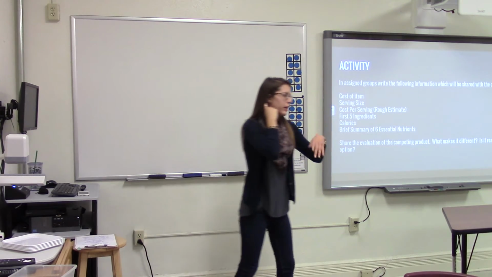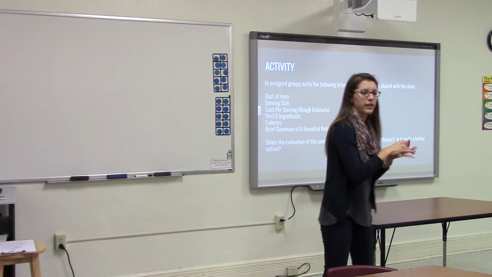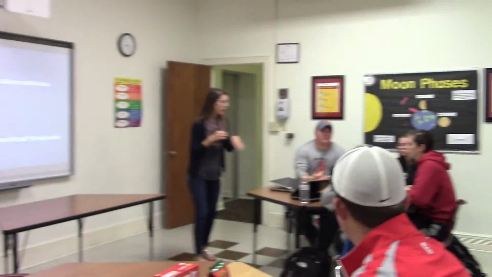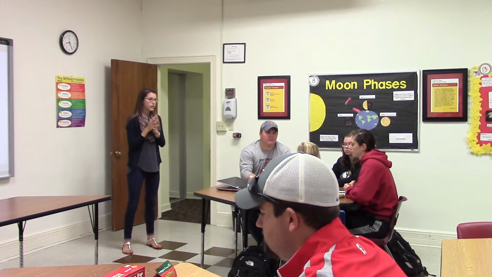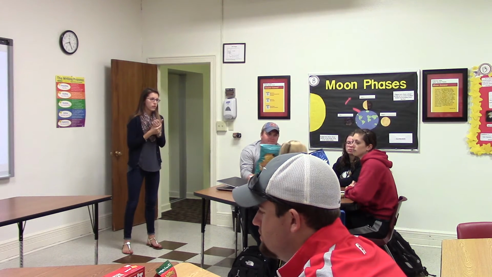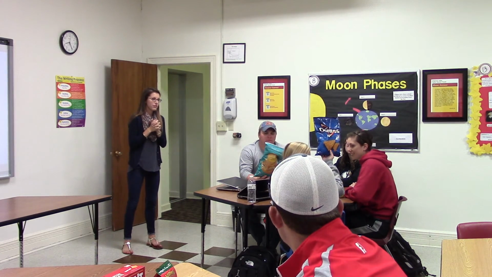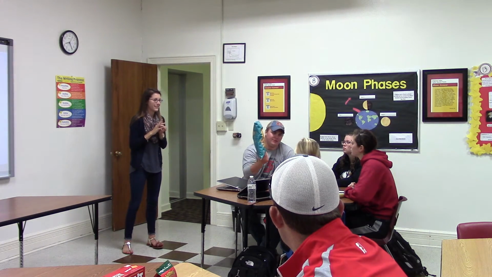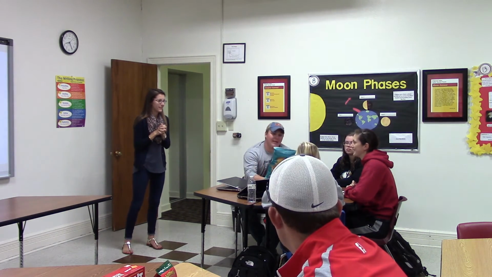You guys can keep working quietly, but we'll go ahead and get started. So let's start with this group. Just show what you have, what you're comparing, and what you found. Okay, so we had Doritos Cool Ranch and these simply balanced protein chips. Organic.